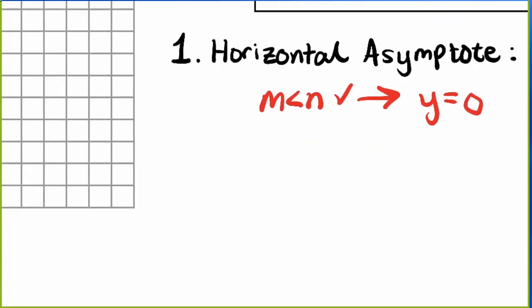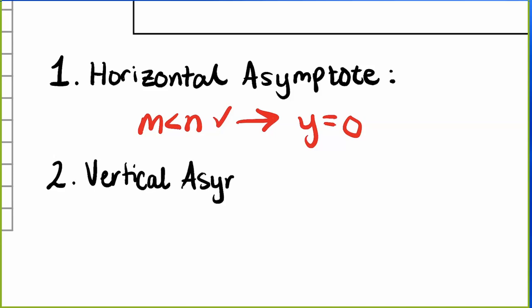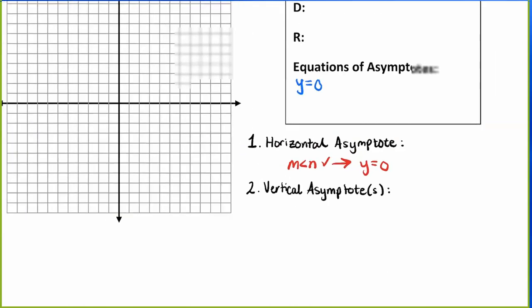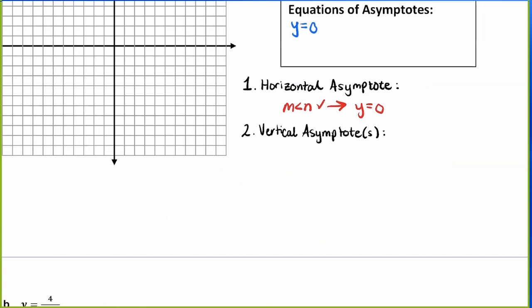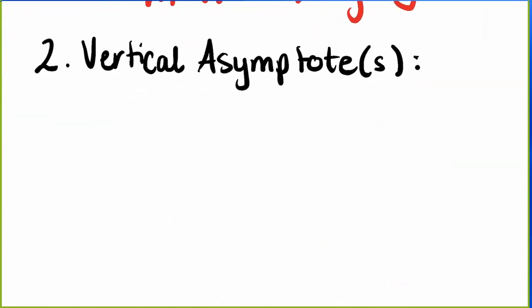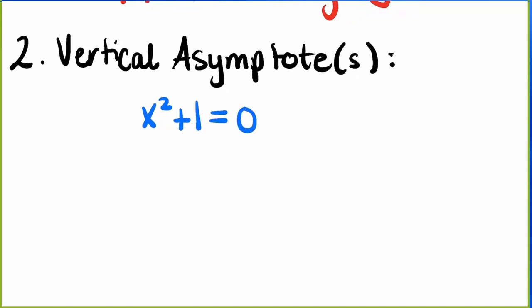The second step, our trickier step, we need to find our vertical asymptote or asymptotes. So this is where we have to factor that bottom part. So our bottom part is x squared plus 1. And we would set it equal to 0, because solving for x is how we find that vertical asymptote.